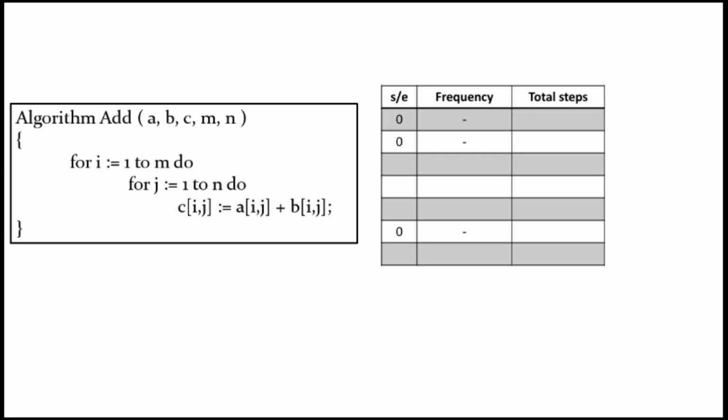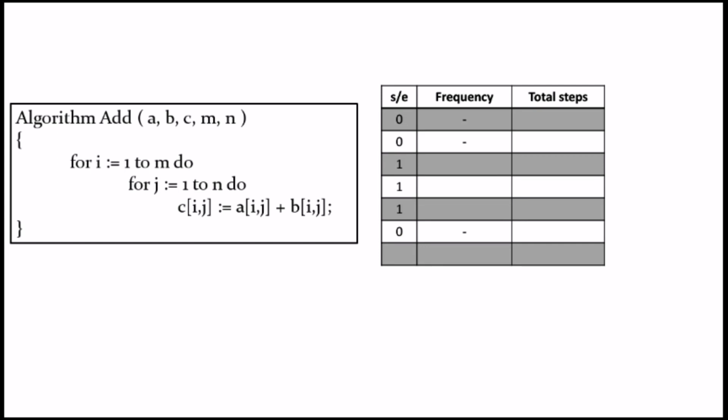So this is the table. The first two lines, that is the name of the algorithm and the opening flower bracket, will have 0 steps because we are not calculating anything in those two lines. Even the last one, the closing flower bracket, we are not calculating anything.